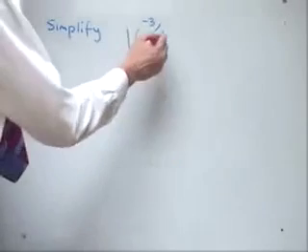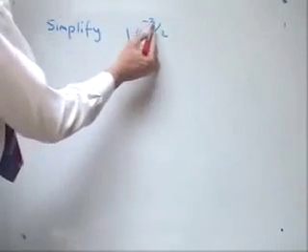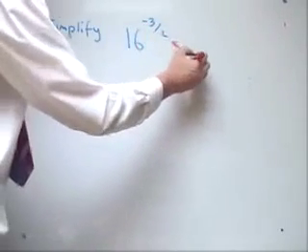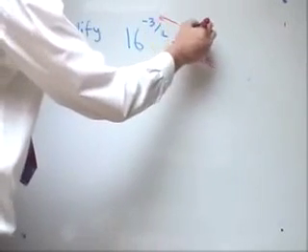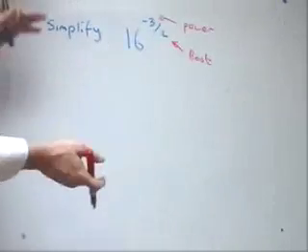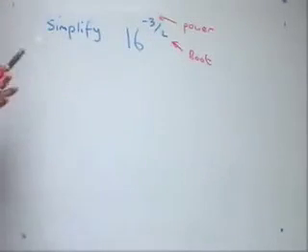Okay, 16 to the negative. There's 3 things going on here, negative, a 3, and a 2. The 2 means the root. The 3 means the power. And the negative means we're going to flip it upside down. So we're going to take it in the correct order.